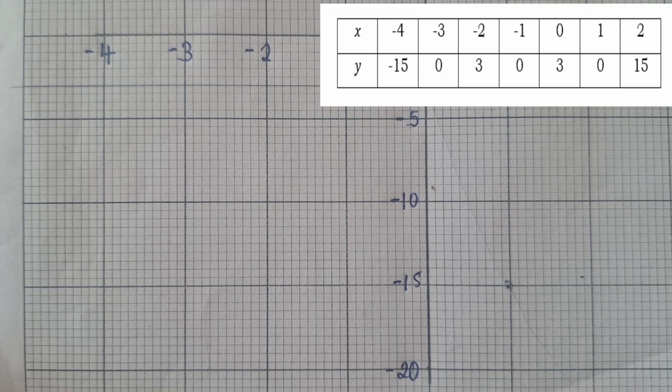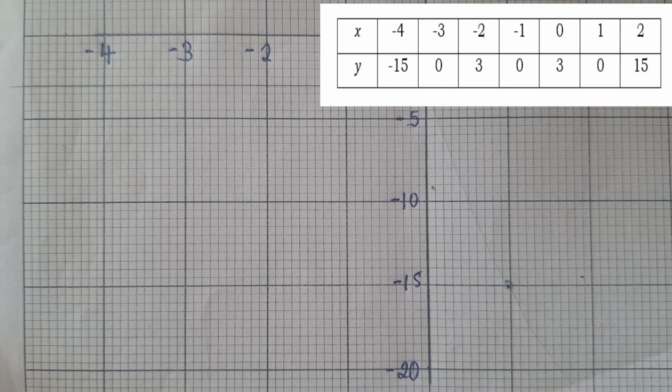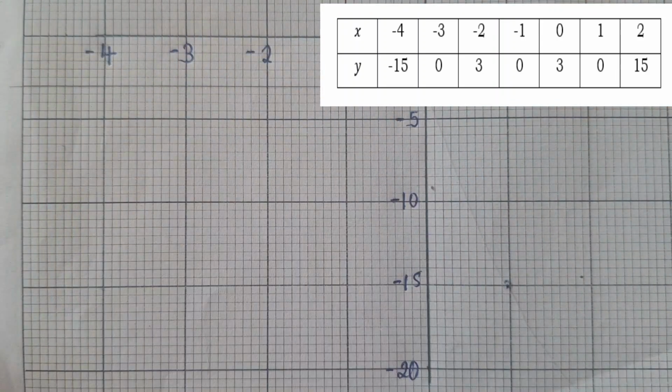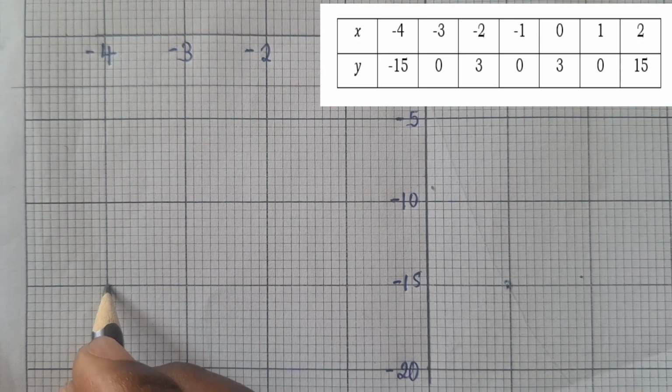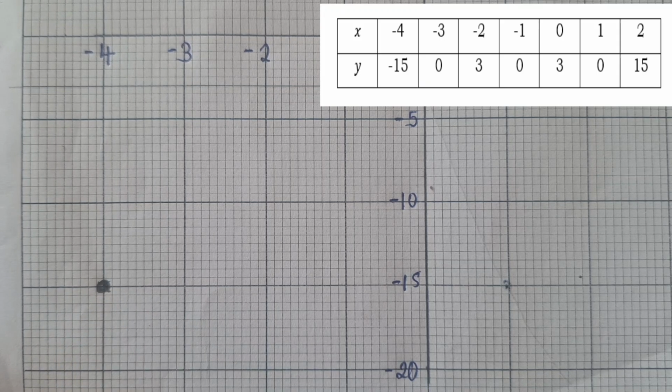X-axis negative 4, y-axis negative 15. So where is that point? Show me. Negative 4, negative 15. Where is the negative 15? It's down. So that's where the point is. Yes, the point is right over here. You can either use a star or you use the points, the dots like this.